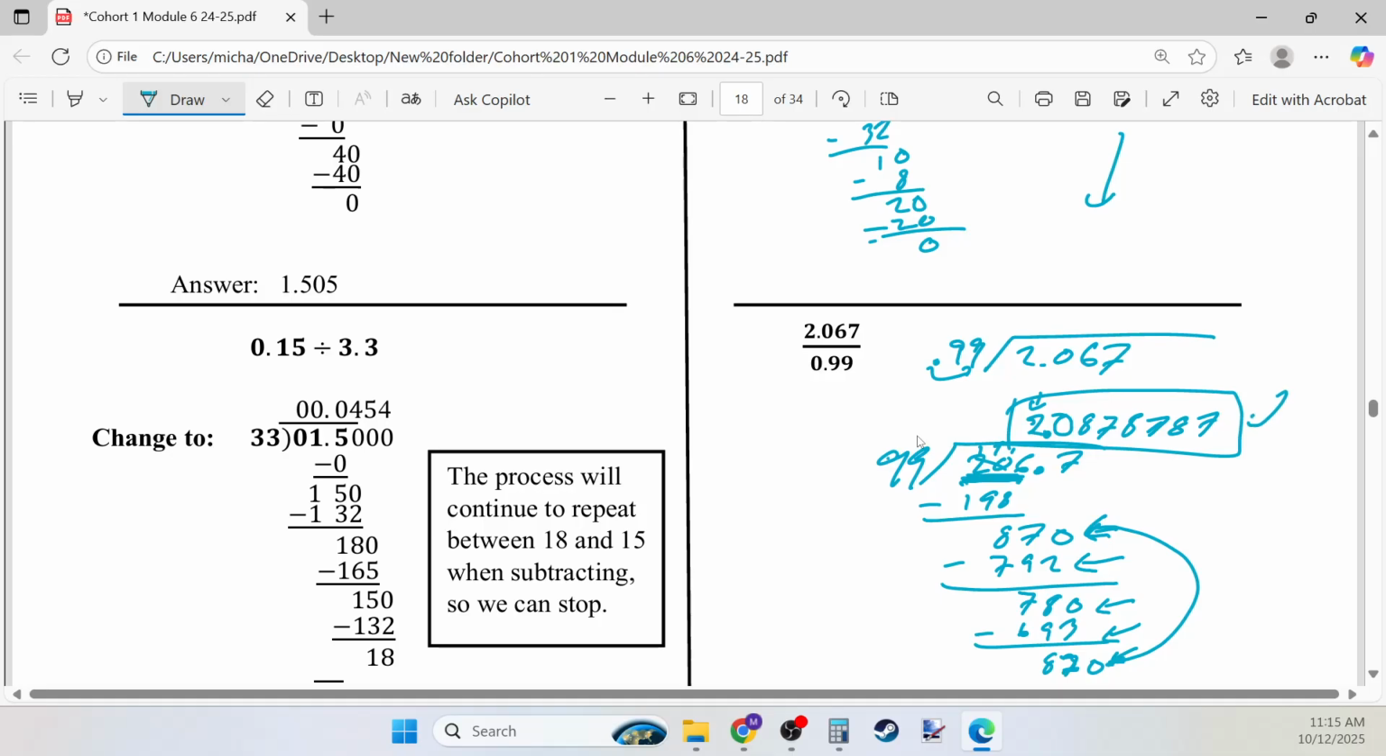If I feel uncomfortable with where I put the dot, I can always round my numbers. We don't need to round precisely. We just need to round to one significant figure. So I round this to 2. I round the bottom to 1. 2 divided by 1 is 2. So 2.08 is close to 2.